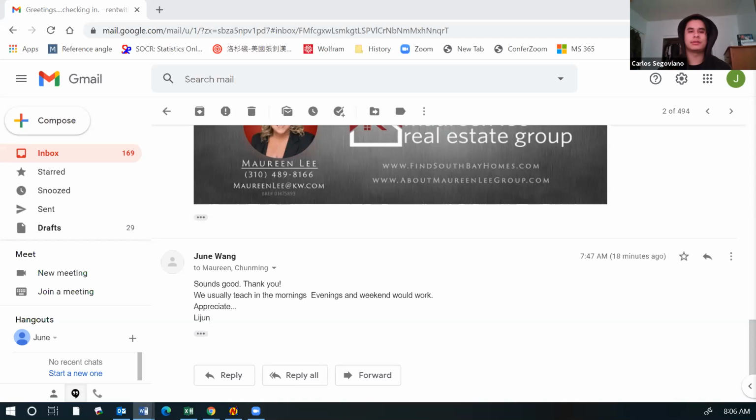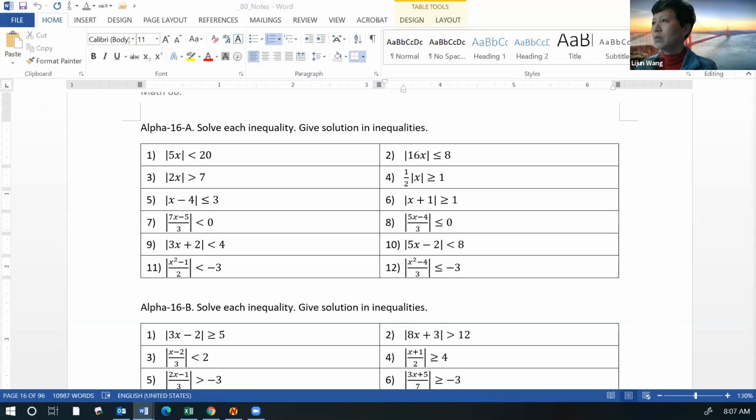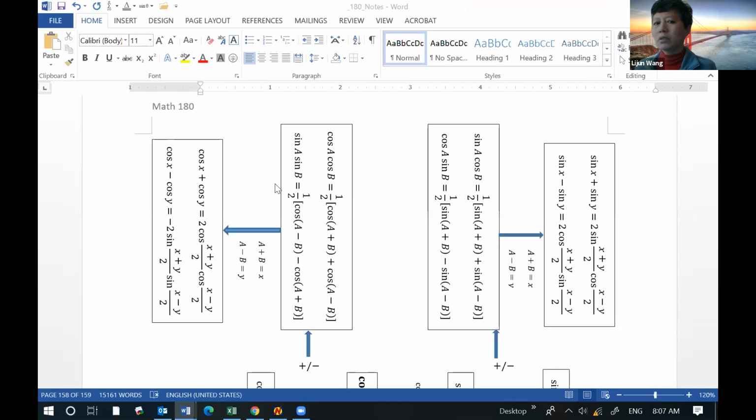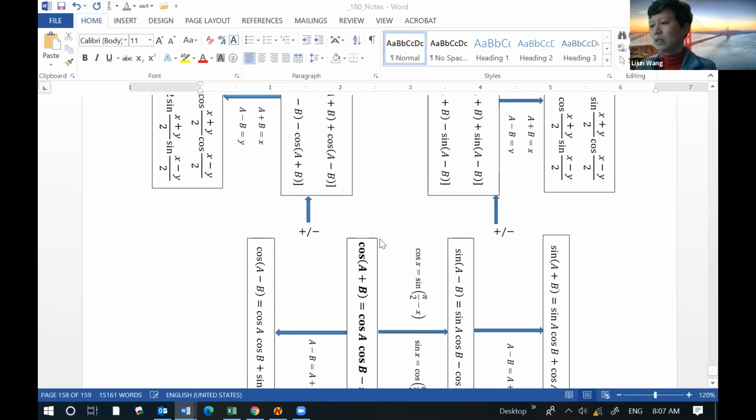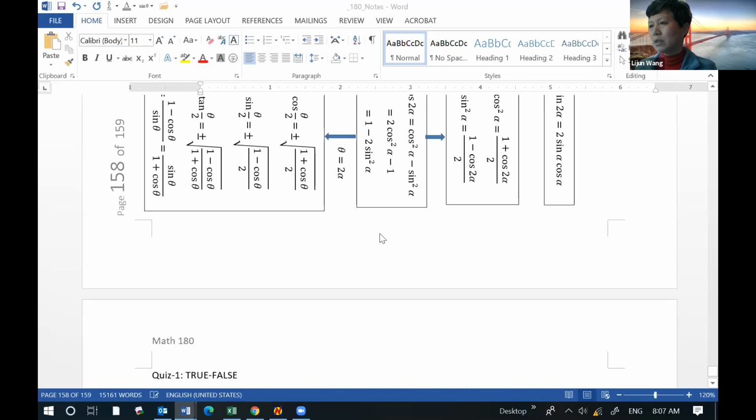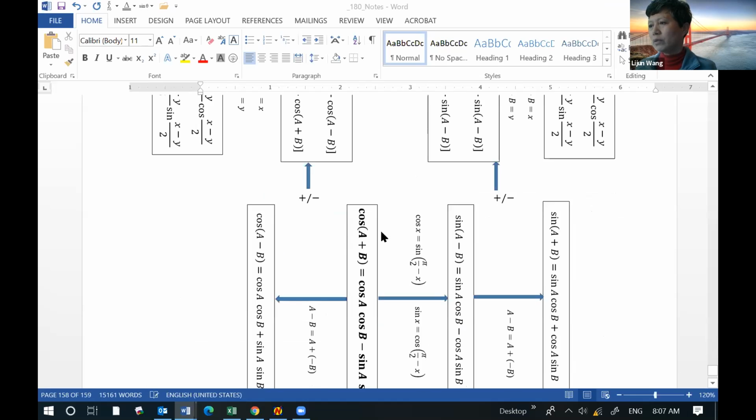Okay, you don't see what you're saying. We see your emails. It's frozen, I think. Oh. Hold on. Then move it over. There. Do you see this one? All right. Yeah. So this is the formula sheet that you should see on the second to last page of the notes.